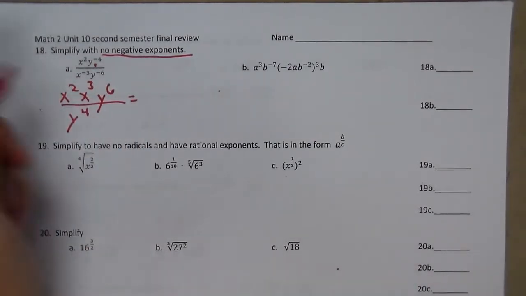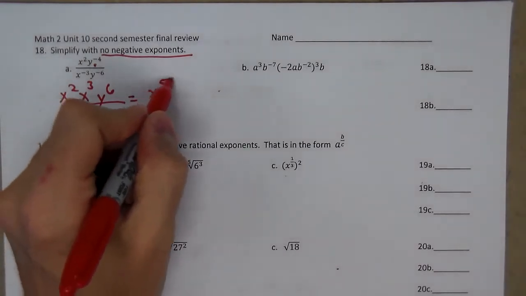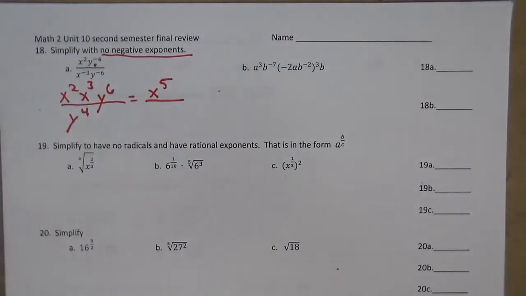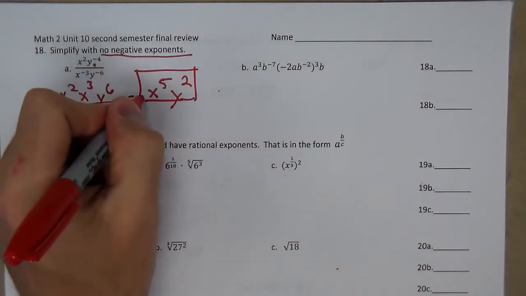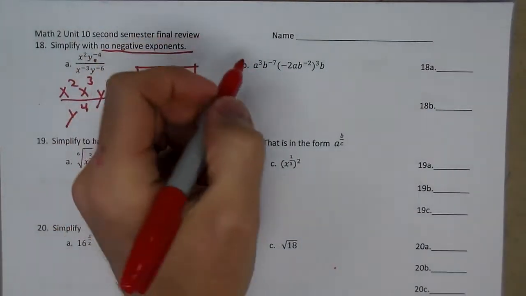So from there, I can start to piece them together. I have x to the fifth on top, because I have 5 x's. And then I have y to the 6th and y to the 4th. Well, there's 2 more y's on top, so I'll make it y squared. So it's x to the 5th, y squared.